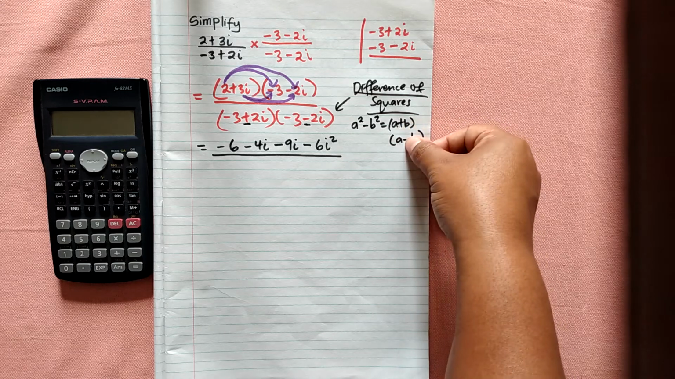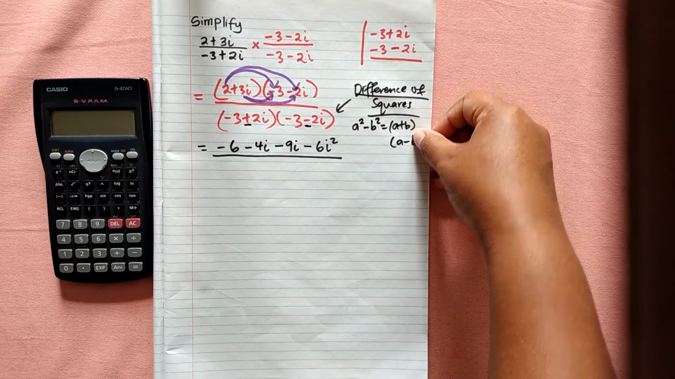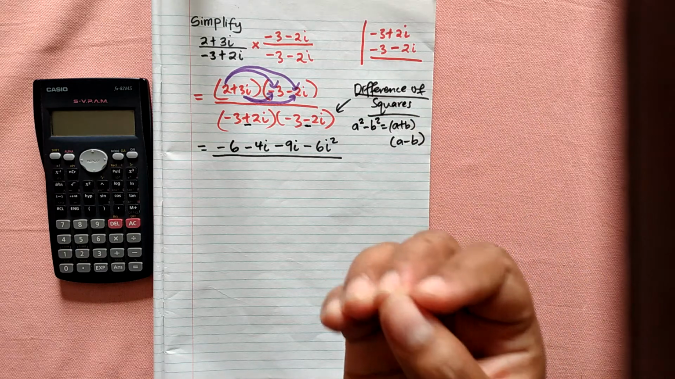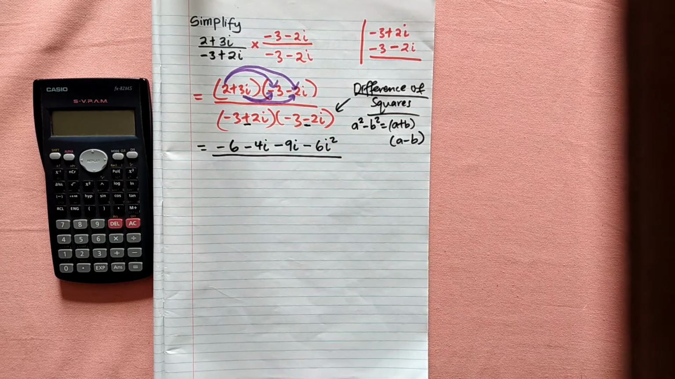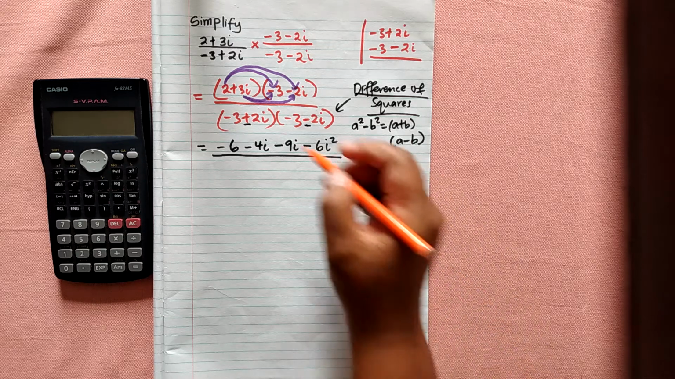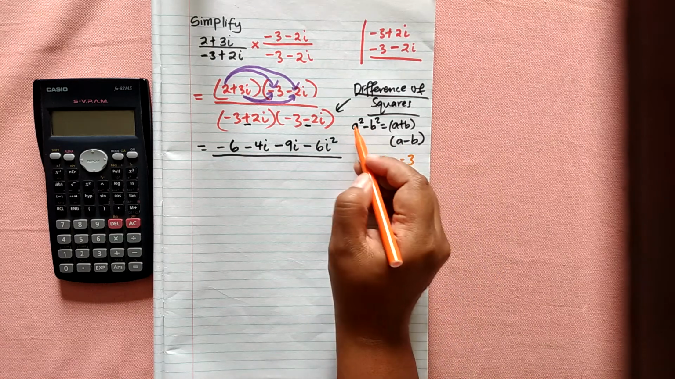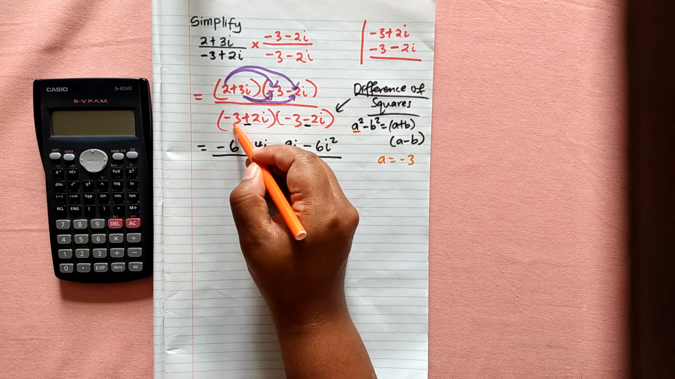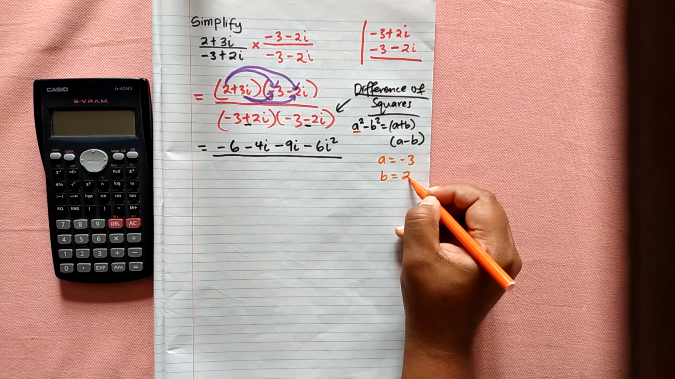A plus and a minus is there, and the value of a is the same, and the value of b is also the same. So that means we just have to identify what is our a and what is our b in this denominator, and we can make it like this according to our difference of squares rule. So from there we can say our a is negative 3, because in place of a, negative 3 is there. And our b is 2i.